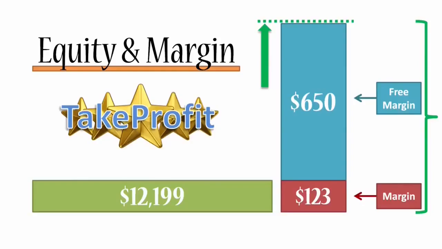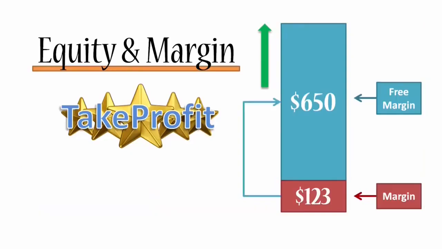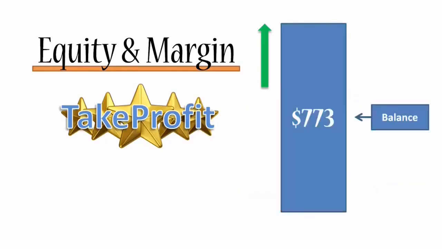At the same time, you can see that the margin is still the same, still $123, and the amount of money that you borrowed from the broker hasn't changed. It's still $12,199. So what happens next is your position closes. The broker pulls back their amount, so they take back their $12,199, and your margin is released, and it is added back to your account. So it was always on your account, but now it's released and it's no longer a frozen margin. So now your balance is $773.